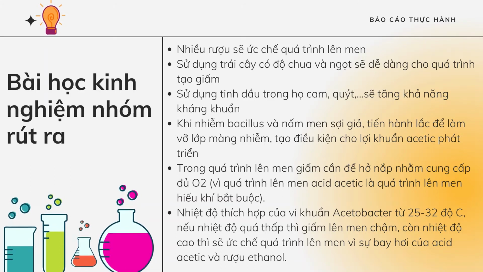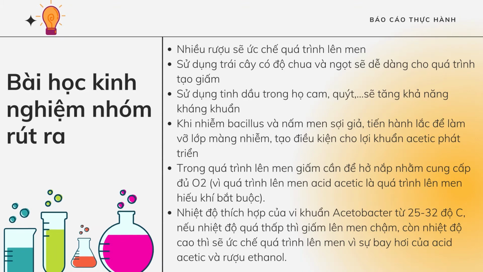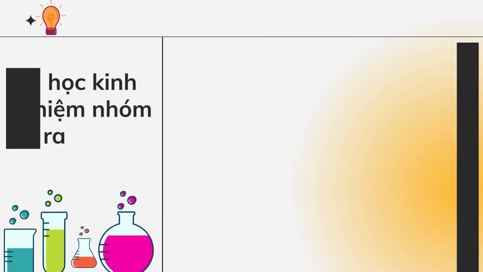The appropriate temperature for Acetobacter bacteria is from 25 to 32 degrees Celsius. If the temperature is too low, the vinegar will ferment slowly, and a high temperature will inhibit the fermentation process.